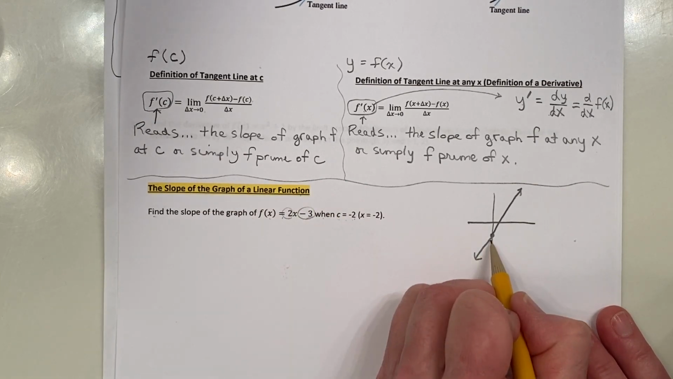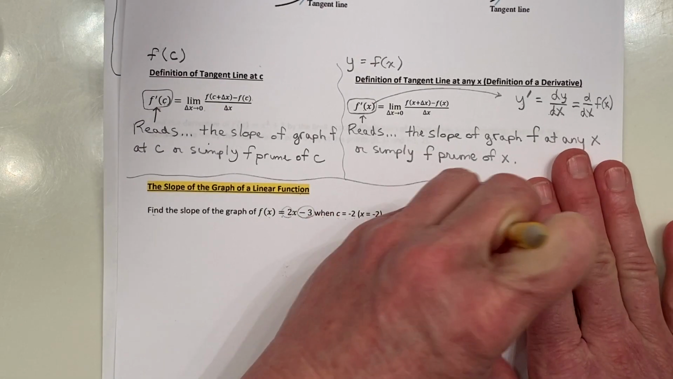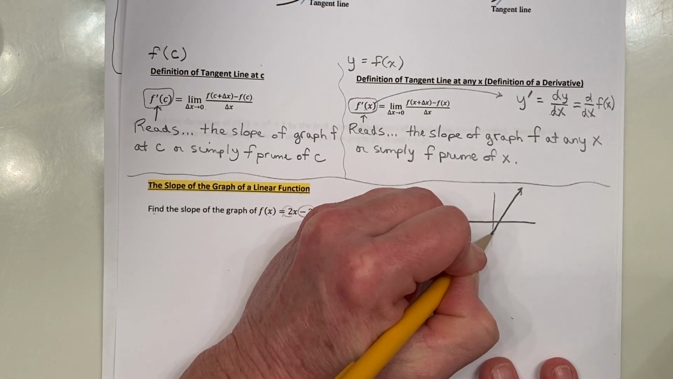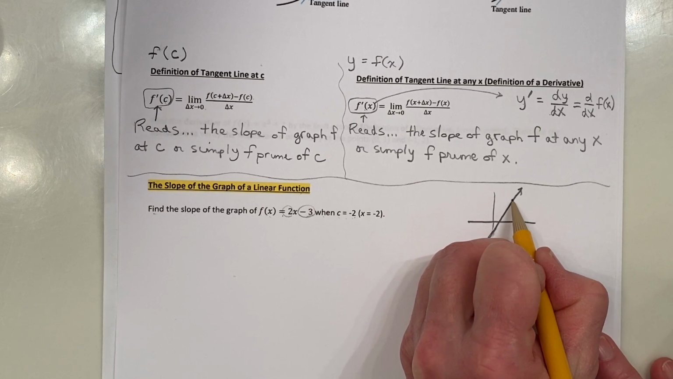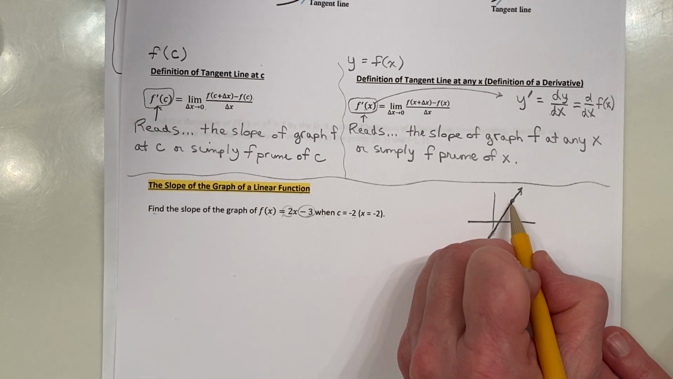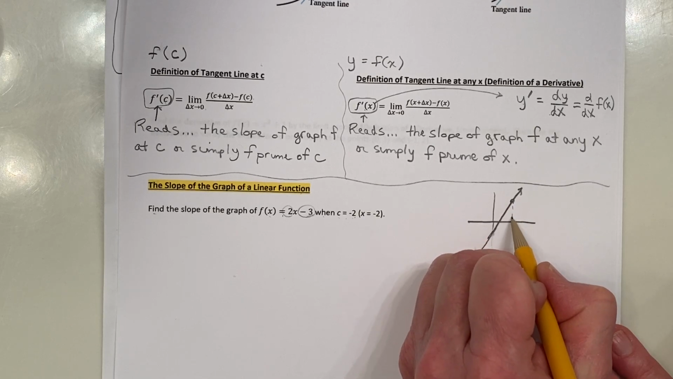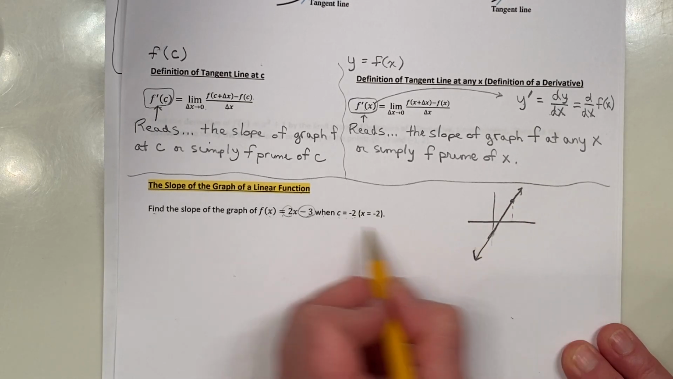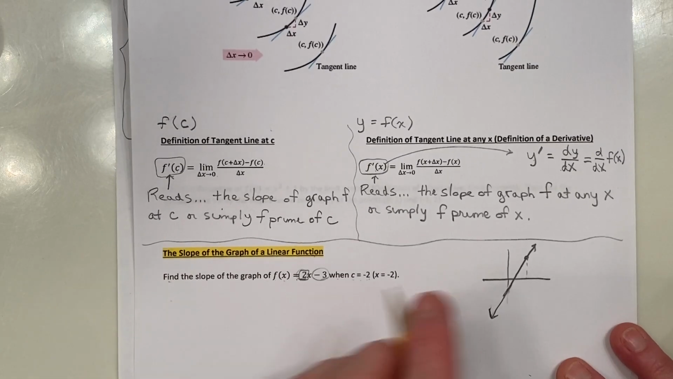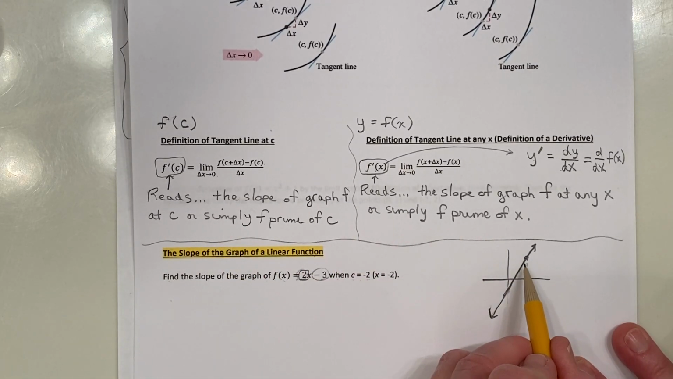Our y-intercept is negative 3. Our slope is 2. So it really doesn't matter where you're standing on this linear function. If I choose the point right here, what's the slope of that line? Or excuse me, what's the slope of that graph at that point? Well, the slope anywhere is going to be positive 2 because that's what's going on here. So we're going to use some calculus to verify that the slope of this linear function anywhere is positive 2.